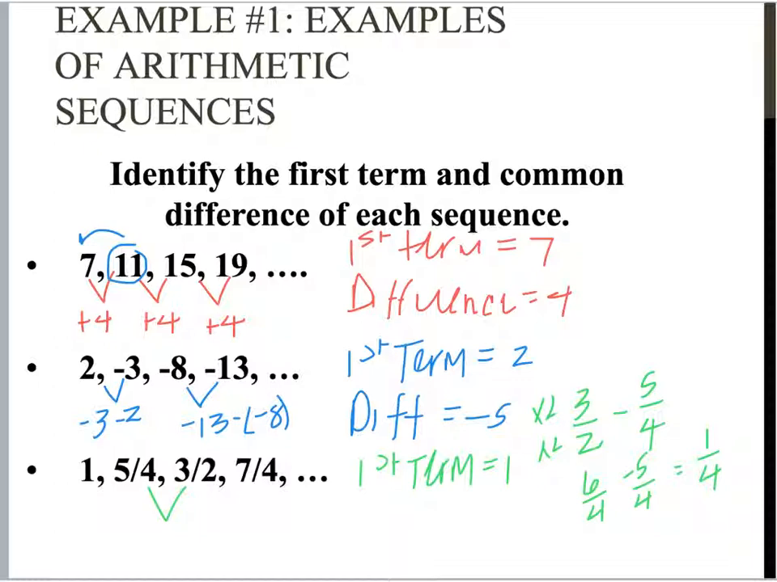And that would be kind of easy to see also if you change that 1 to a 4/4. From 4/4 to 5/4, you added a 1/4. 3/2 is the same thing as 6/4, right? So this is 4/4, 5/4, 6/4, 7/4. So the difference, again, is 1/4. So again, to find the difference, you subtract the second number minus the first number, or the subsequent number minus the number in front of it.